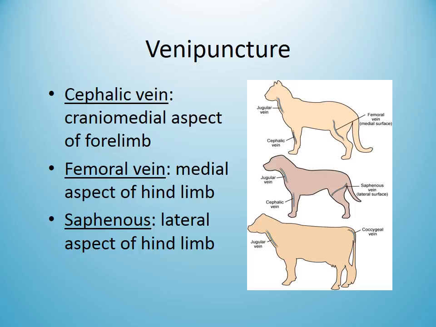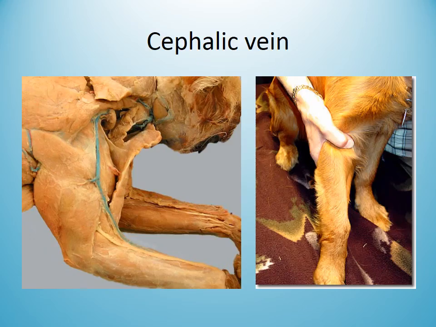And the coccygeal vein, which is used in large animals. The cephalic vein, this is a picture of a formaldehyde cat. You can see this cephalic vein coming down here and running down into the front aspect of that arm there, and that's where we do our venipuncture. This is someone restraining this dog, and the cephalic vein runs right here, and that's where we do our venipuncture for blood collection or drug administration.